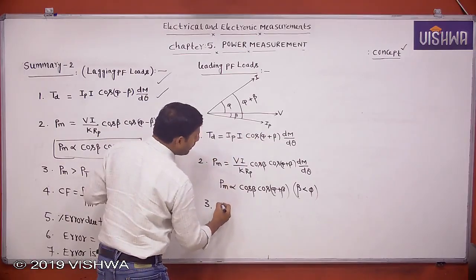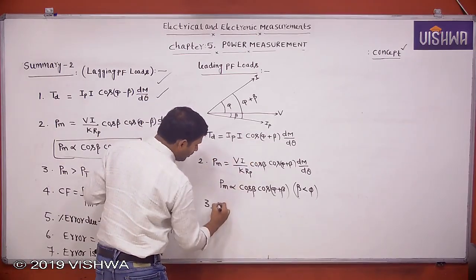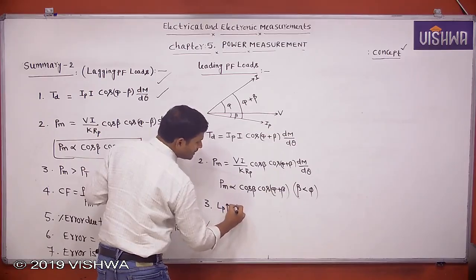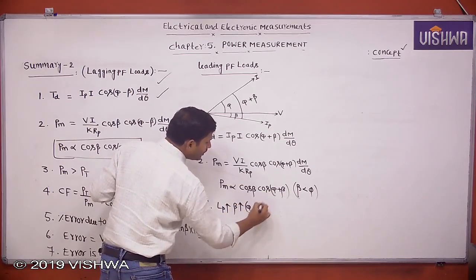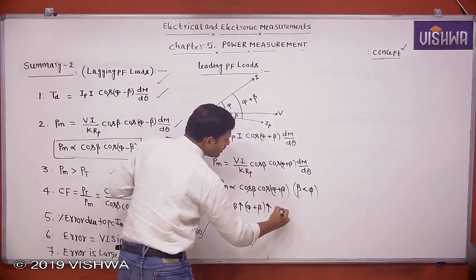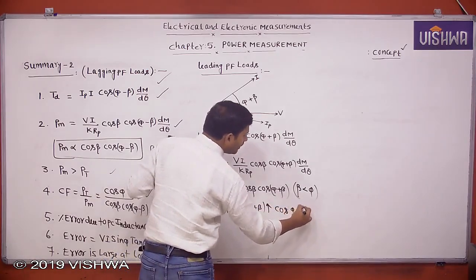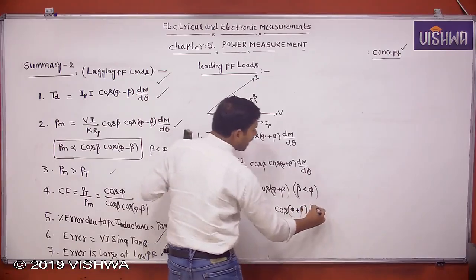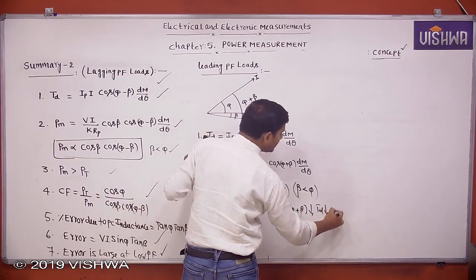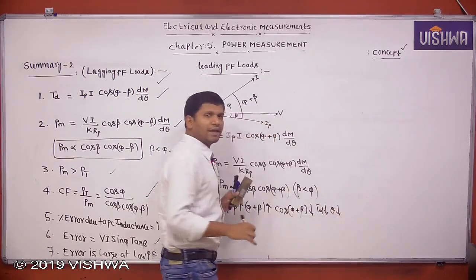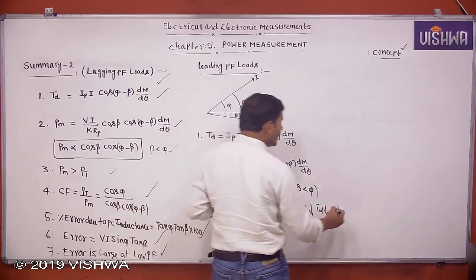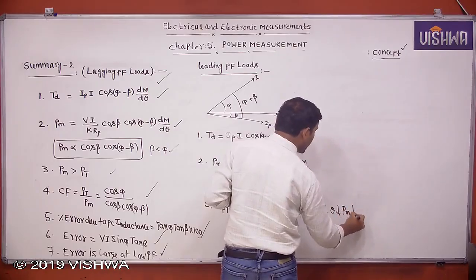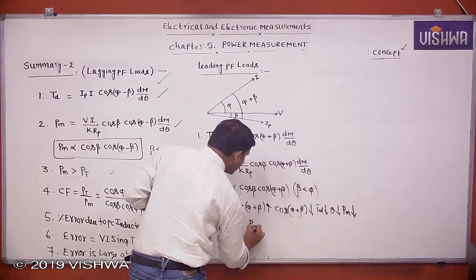If, for example, pressure coil inductance increases, beta increases, pi plus beta increases, cos of pi plus beta decreases, then what about the torque? Decreases. What is the theta? Decreases. In this case, this is not an ideal case, it's a practical case. In this case, theta indicating which power? Measured power. Therefore, measured power is less than true power.